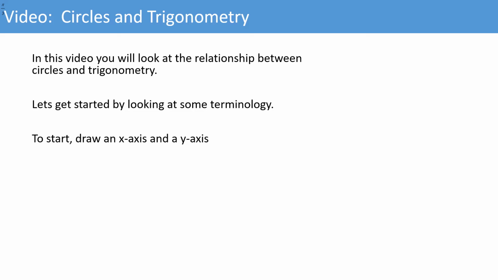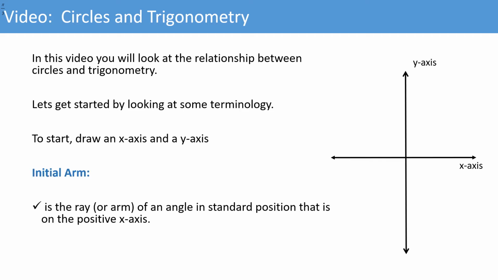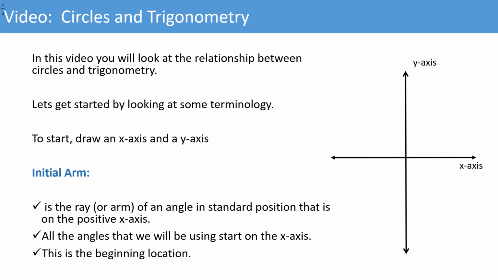To start, draw an x-axis and a y-axis. The initial arm is the ray or arm of an angle in standard position that is on the positive x-axis. All the angles that we will be using start on the x-axis. This is called the beginning location.